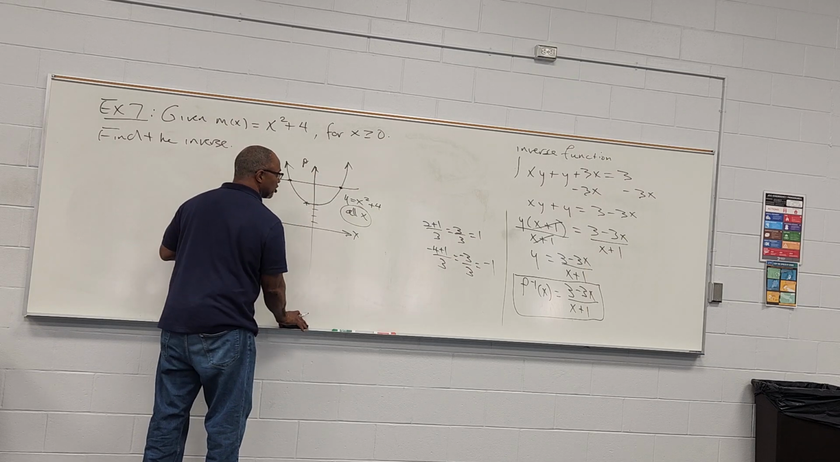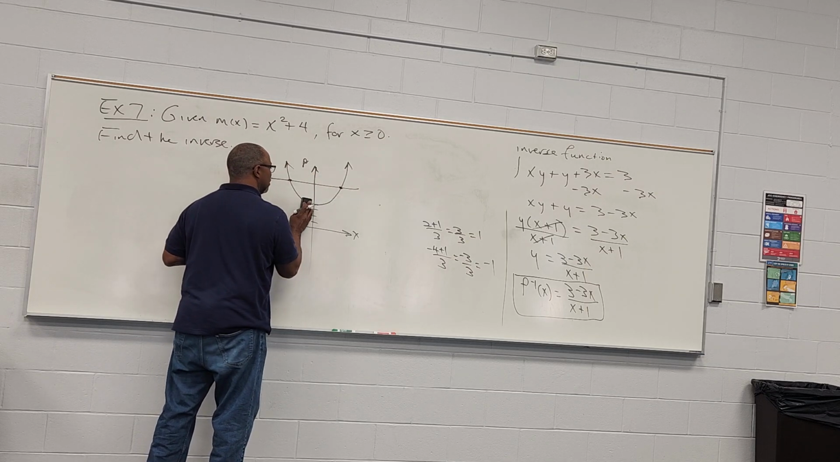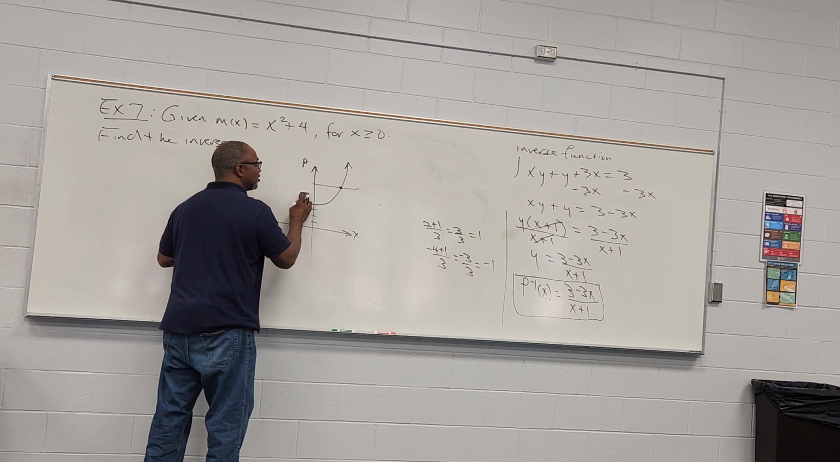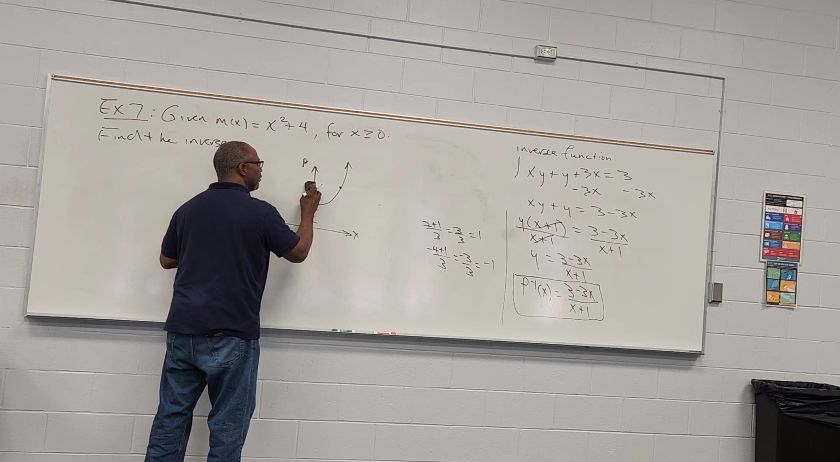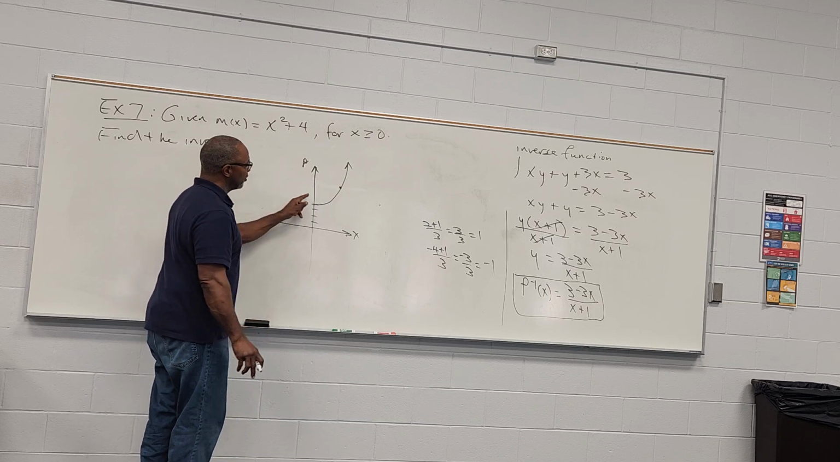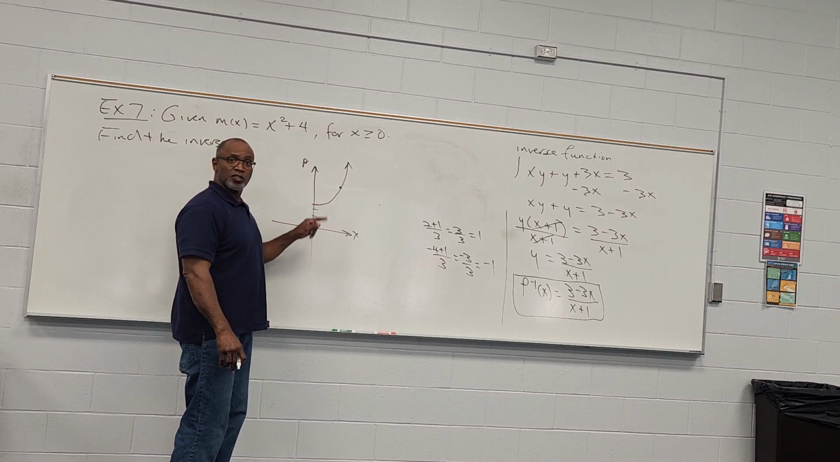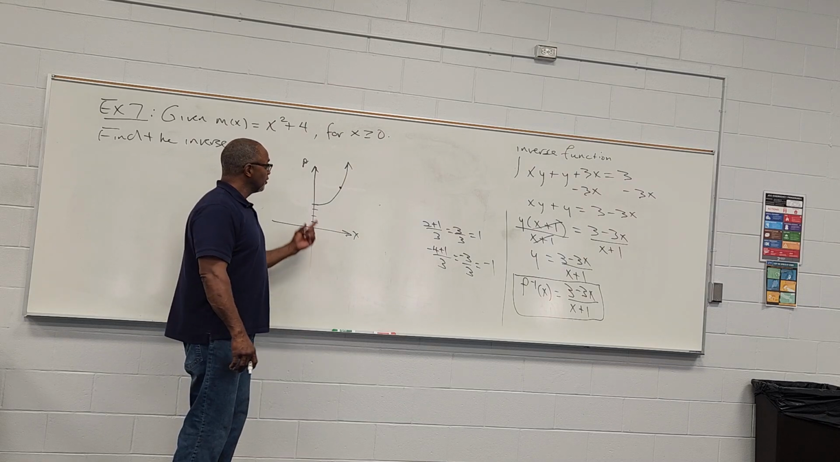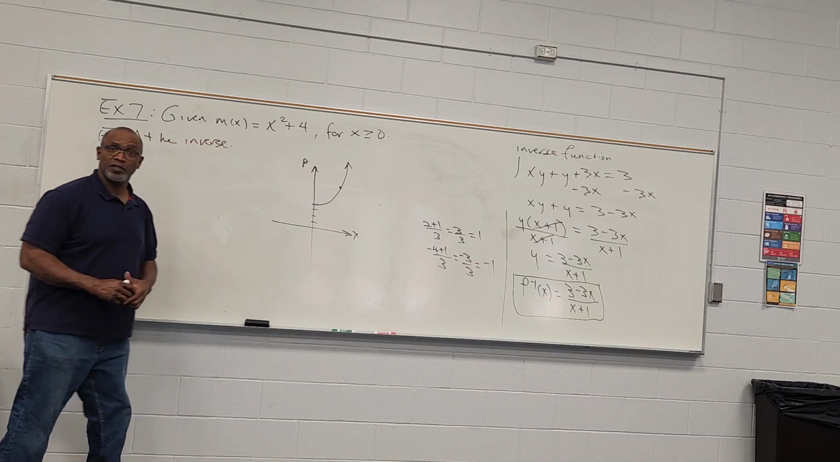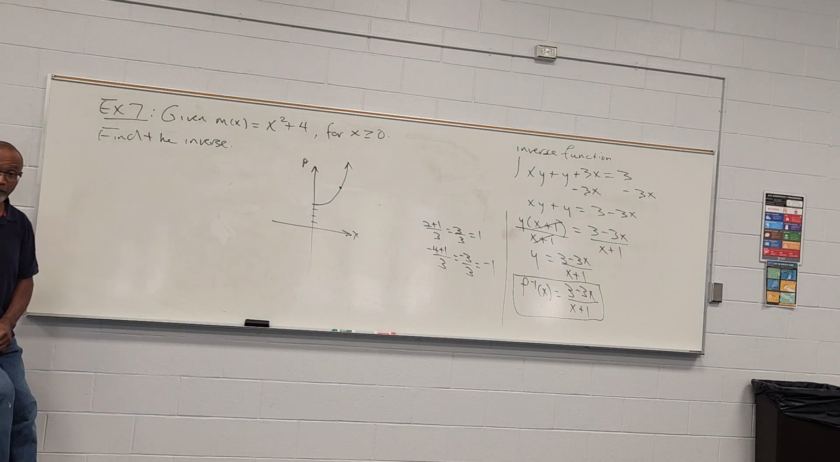But with that restriction, they say only for x bigger than or equal to 0. So if you're looking at this thing only for x bigger than or equal to 0, it's really just this piece. So now it is 1 to 1, and now I can find an inverse function. So that's why they gave me that restriction. Because the original function without the restriction is not 1 to 1, hence it does not have an inverse. Okay?